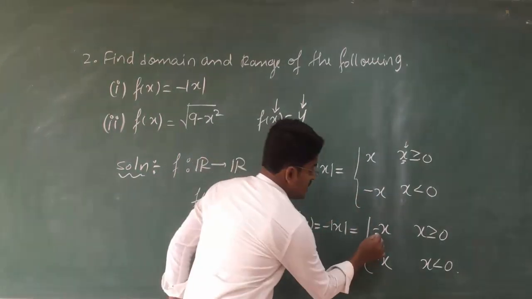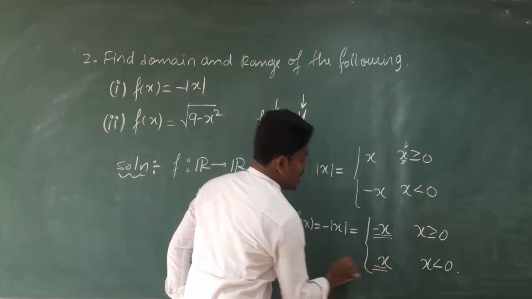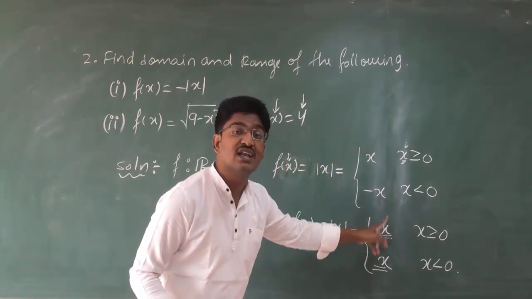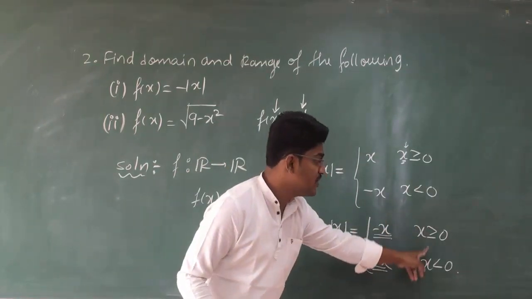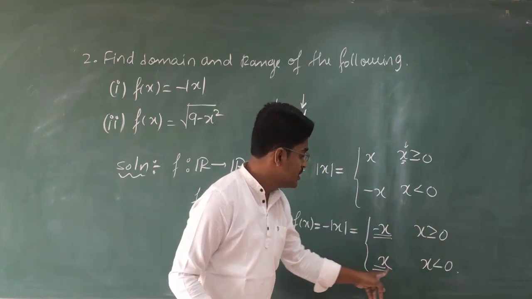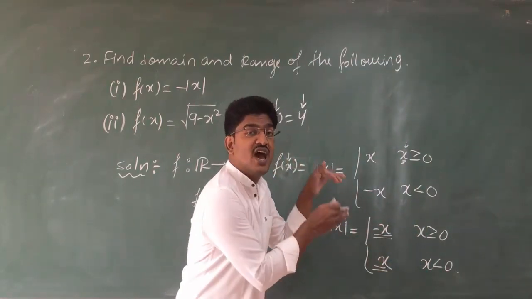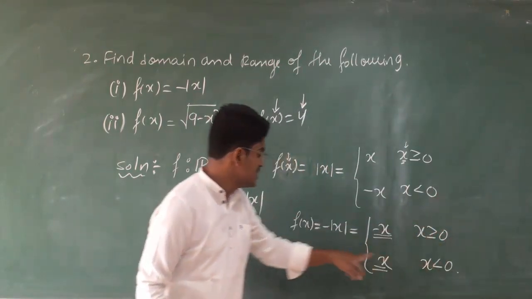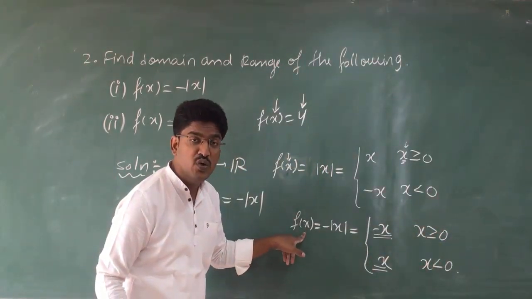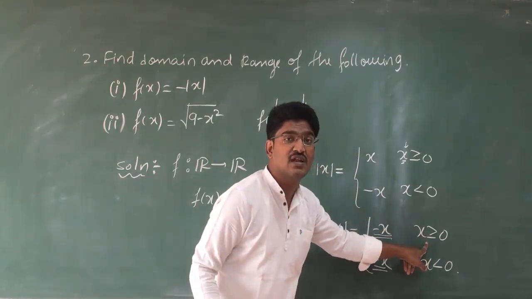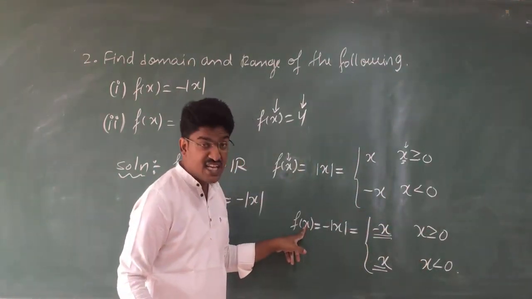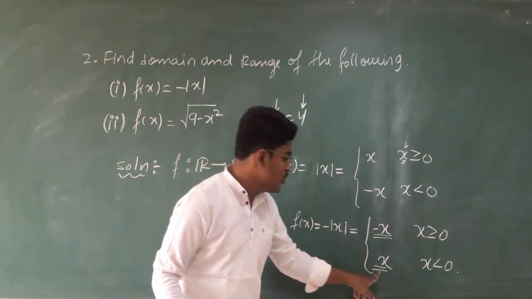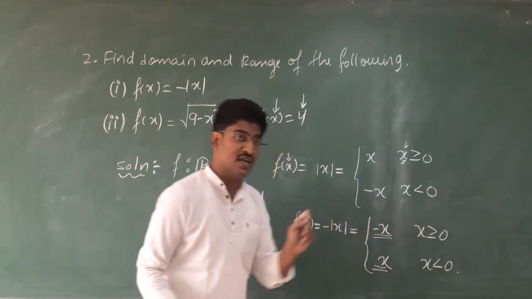Now, these two terms are your output, that means the range. These two terms are your domain, because they are the input. See here, whatever input you give is written here. If x is greater than 0, we choose this. If x is lesser than 0, we choose this. Are you getting my point?